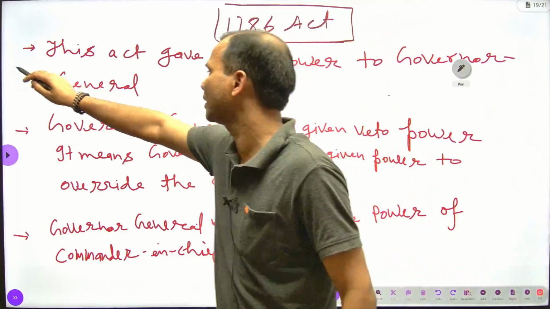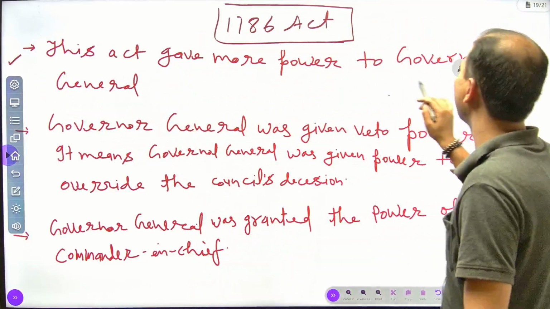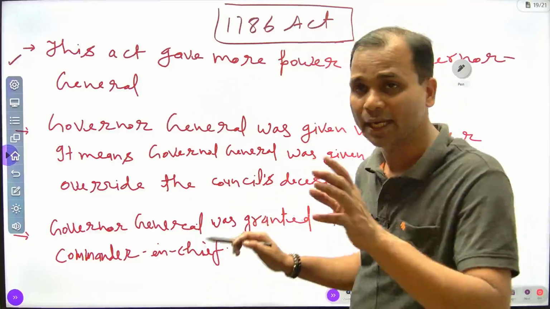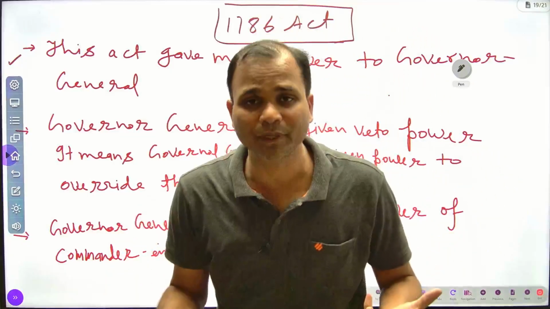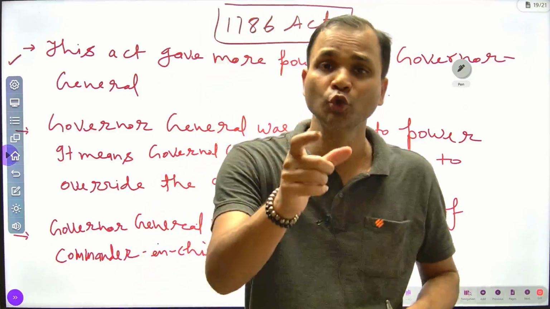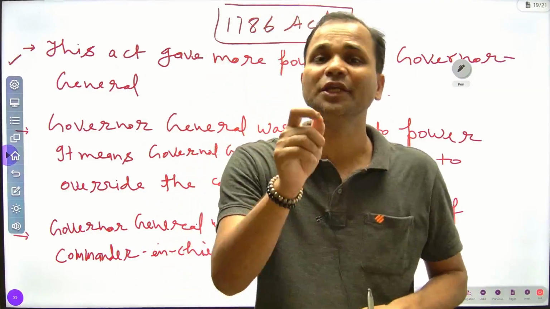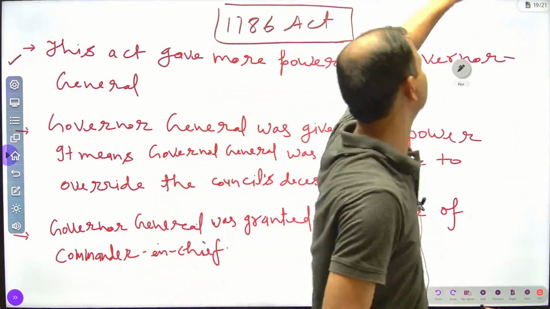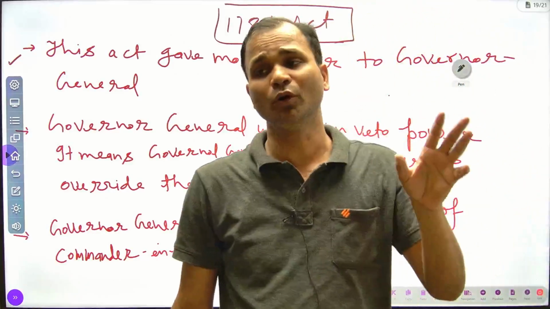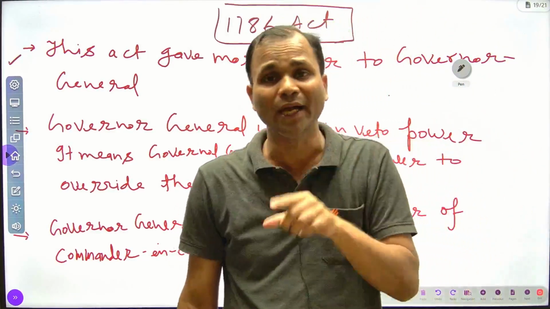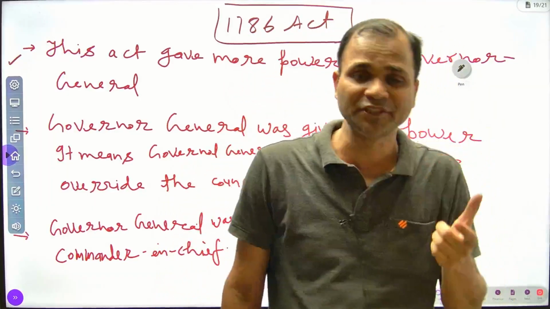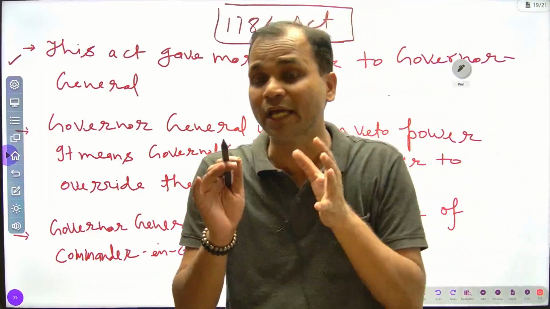What was the main point of this act? This act gave more power to the Governor General. I have already told you this act gave more power to the Governor General. And what kind of power was given? The main power was that the Governor General was given power to override the decision given by his Executive Council. As you know already, in the 1773 Act, the Governor General was bound to take decisions on the advice of his Executive Council.